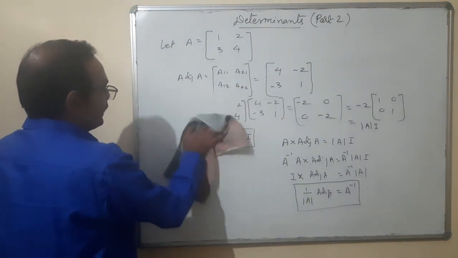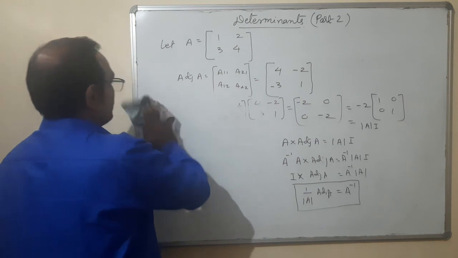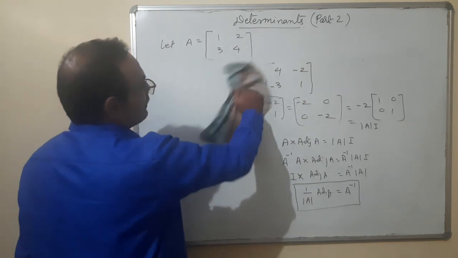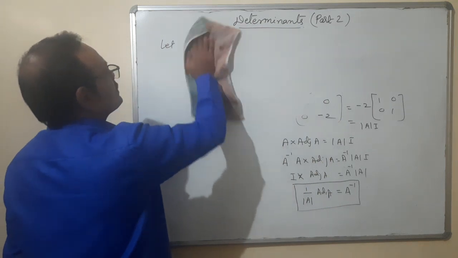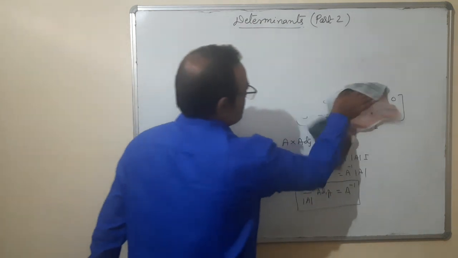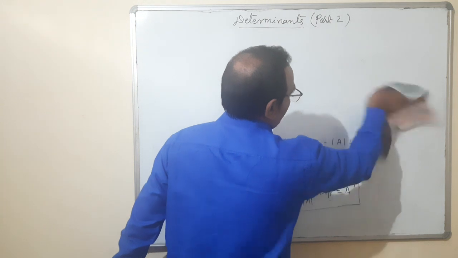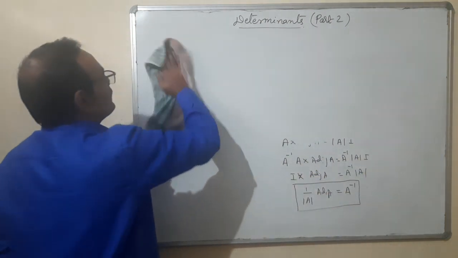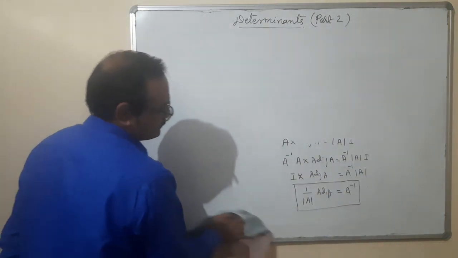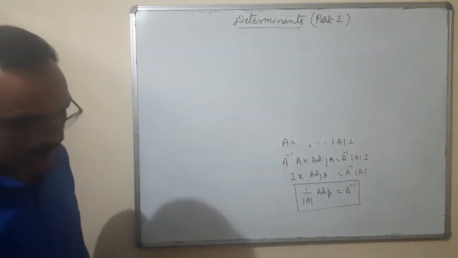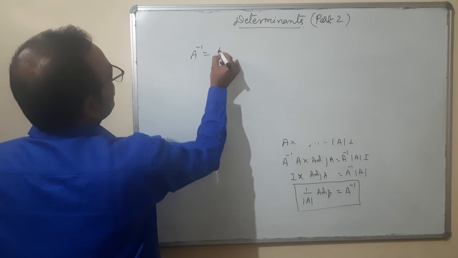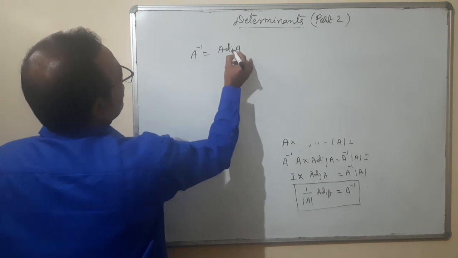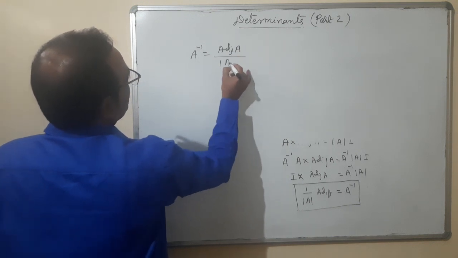Now one question I am taking and finding the inverse of it. But before that, let us discuss something: singular matrix and non-singular matrix. Do you know what is the meaning of singular? By the name it is understood. Suppose I am writing here A inverse is equal to adjoint of A upon determinant value of A.